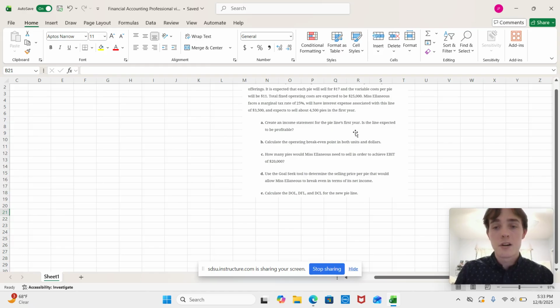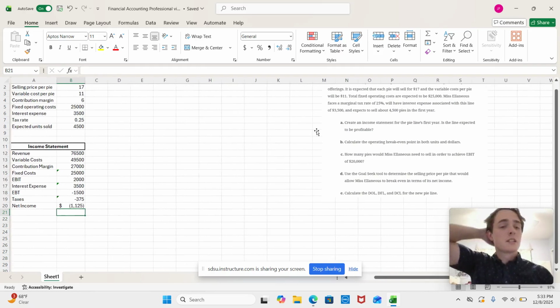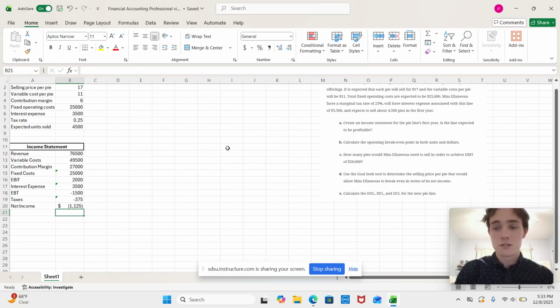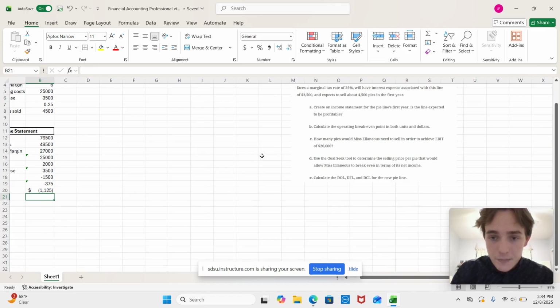Is the line expected to be profitable? So looking at this number right here, it's negative $1,125. We can say that no, we do not think that it is going to be profitable. Okay, now what does question B look like?